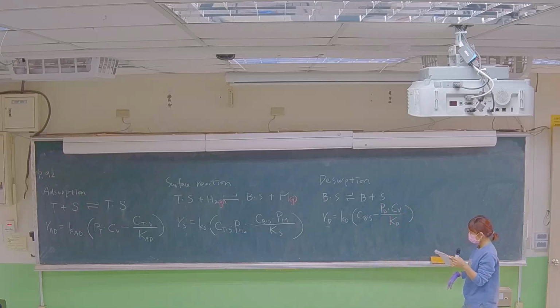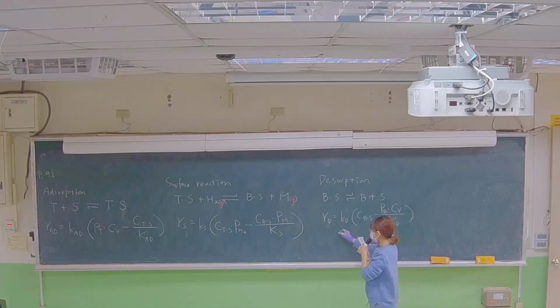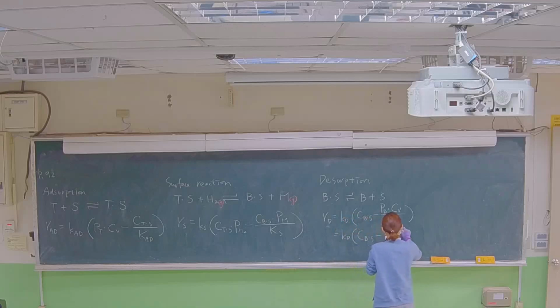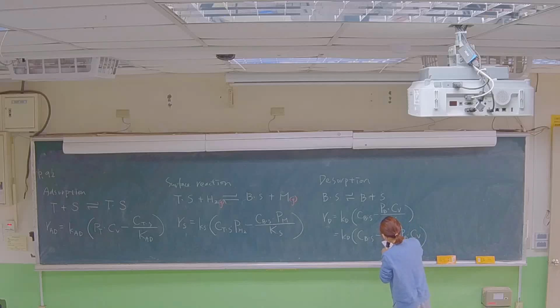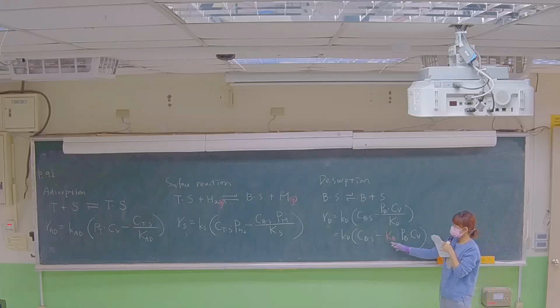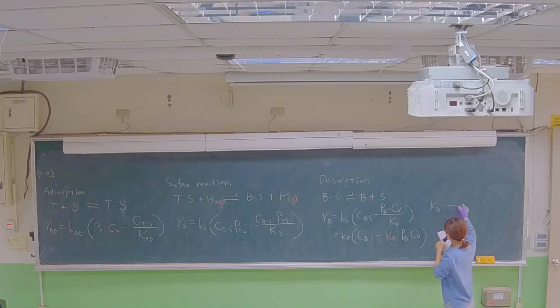Or, more commonly we see K_B instead. K_B is the adsorption equilibrium constant for B, adsorption, K_B, adsorption. K_D is desorption, so different. Okay, so that is the mechanism.